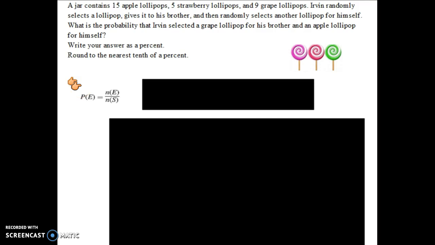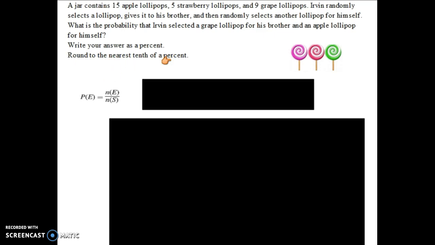Okay, so he's not going to replace that lollipop. He's giving it to his brother. So what is the probability that Irvin is going to select first a grape lollipop for his brother and then an apple lollipop for himself? Write it as a percent, and then be careful. It says round to the nearest 1/10 of a percent.